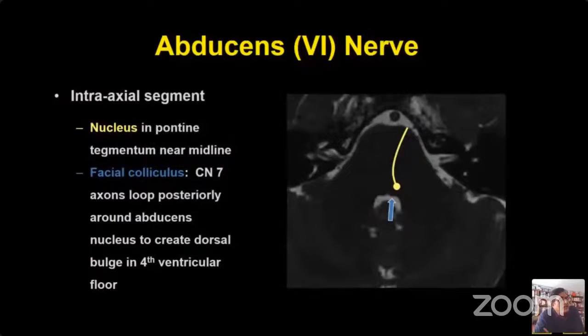Within the pons, the nucleus is actually just in front of what is known as the facial colliculus in the floor of the fourth ventricle. The facial colliculus is formed due to the fasciculi of the seventh cranial nerve, which wraps around this area, but the nucleus of the sixth cranial nerve is right in front of the facial colliculus. The intraparenchymal fasciculi course anteriorly.